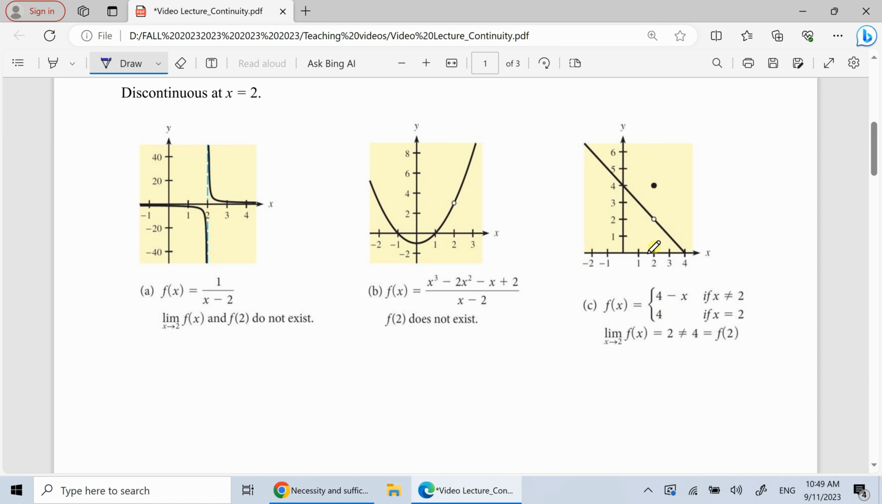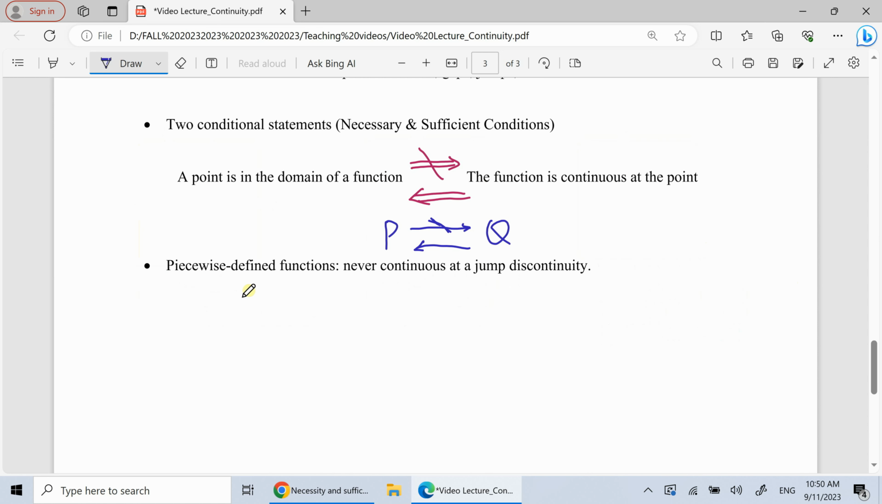Let's move back to this example. f of 2 is 4, well defined due to this jumping point. But this function is not continuous. So 2 is in the domain, but it is not necessary to guarantee the function is continuous. For a piecewise function, always check for discontinuity at the jump discontinuity.